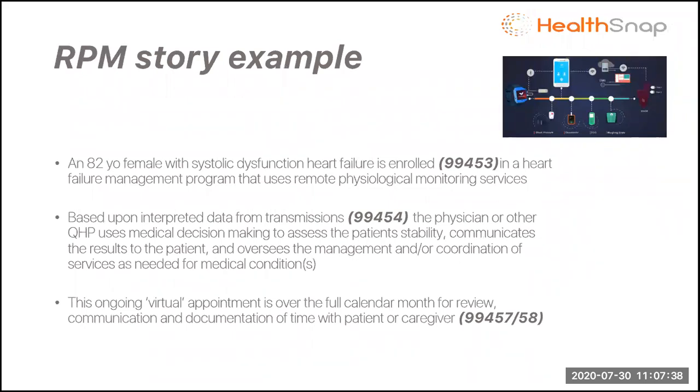This is an RPM story example. I love a story. So, an 82-year-old female with systolic heart failure is enrolled in a heart failure management program that uses remote physiological monitoring. Based upon the interpreted data, the physician uses medical decision-making to assess the patient's stability and communicates. This communication is an ongoing virtual appointment over the full calendar month for review and documentation with the patient and/or caregiver. All of the corresponding codes respond to the story. As we know, all coding are numbers that tell the story of what's happening in the note.